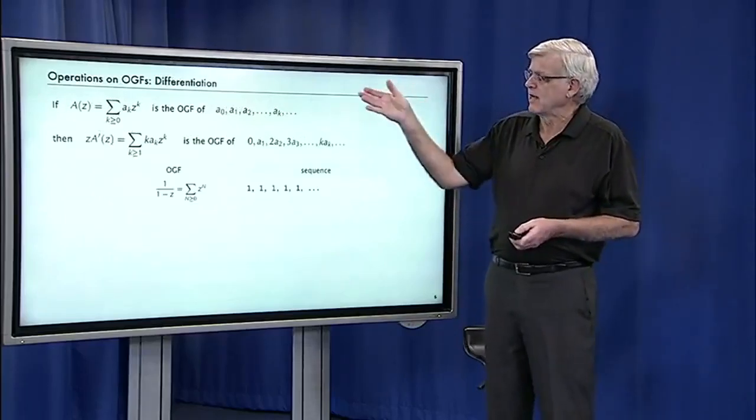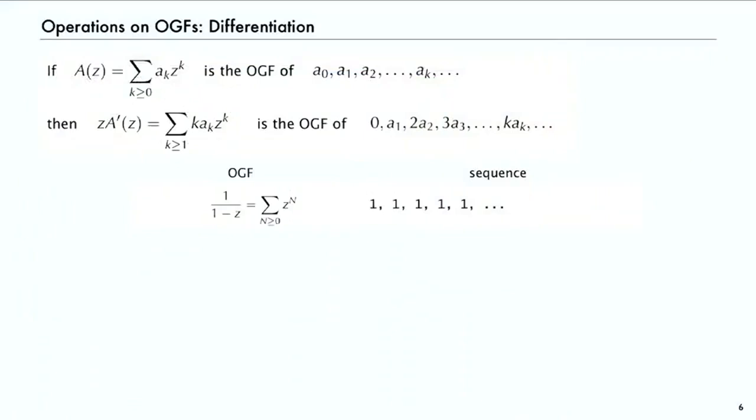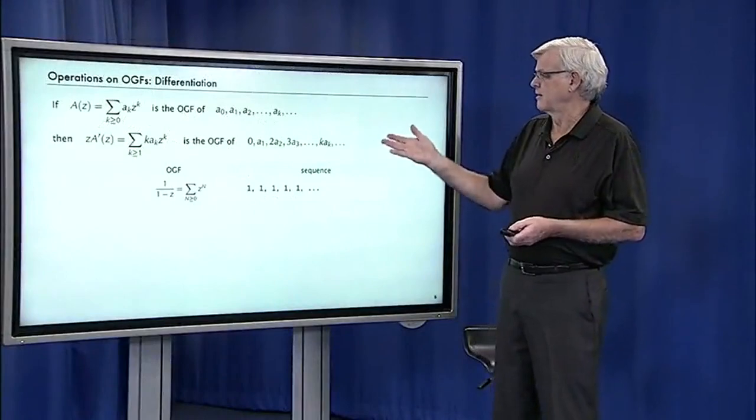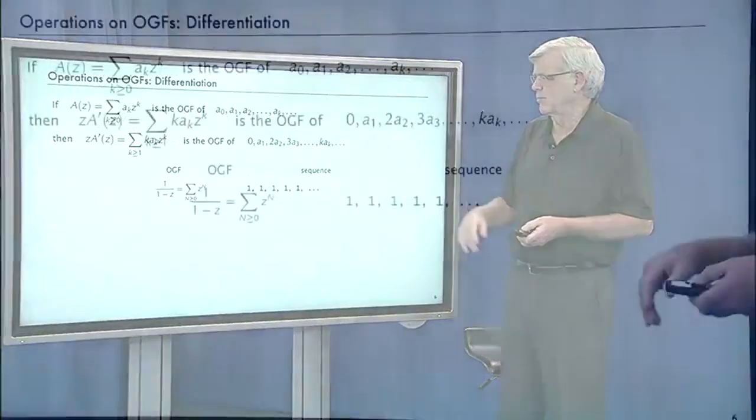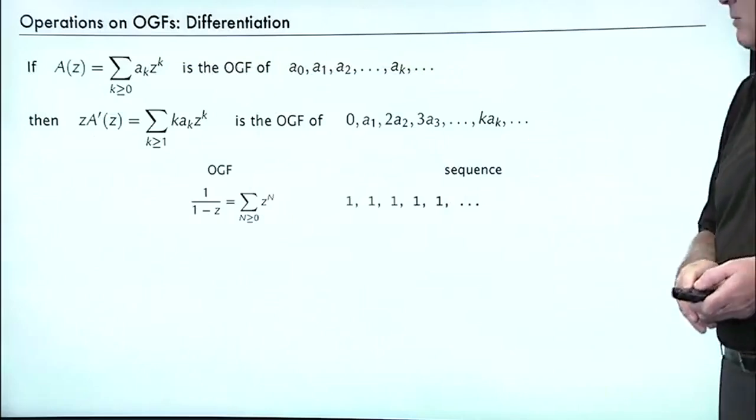Differentiation, that's another thing. If we have a generating function A(z) equals the sum of a_k z^k, and we differentiate that, multiplying by z, that's z A'(z), which is the sum of k a_k z^k. That's the generating function of this sequence, a1, 2a2, 3a3, and so forth. And that's a useful operation that we can use, again, to get generating functions for more sequences.